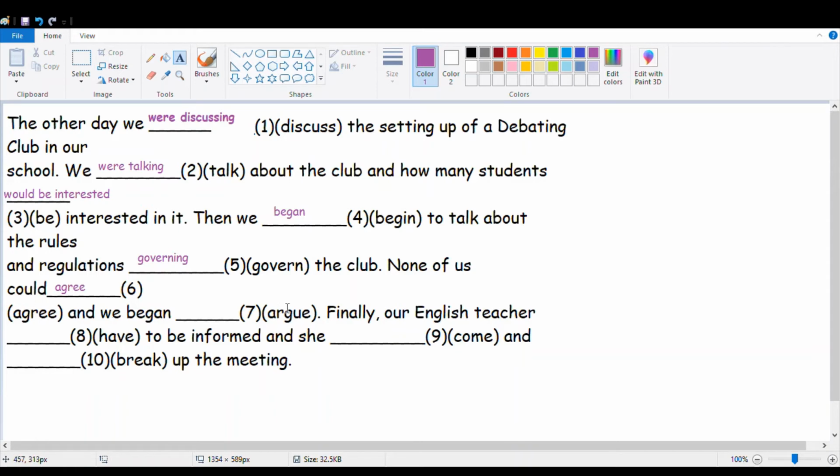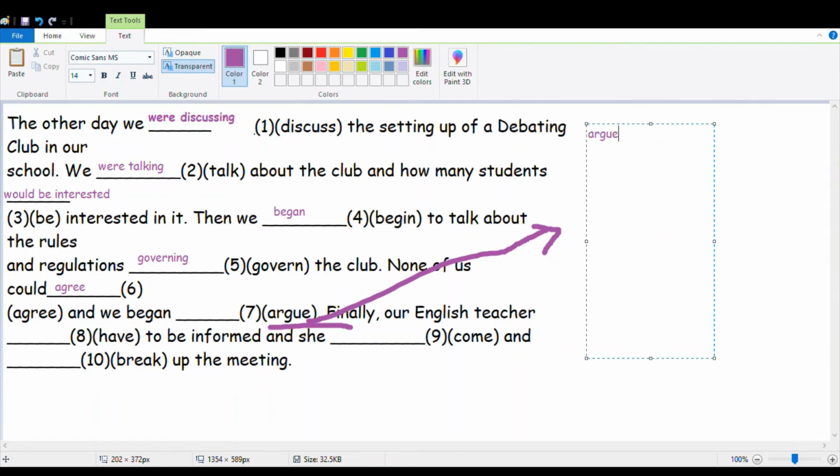Now we're continuing on. None of us could agree, and we began. And so here we have another verb, argue. Think about our past: argued. We began argued. Does that make sense? No, it doesn't sound right. We began argue. That also doesn't sound right. We began will argue. That also doesn't sound right.